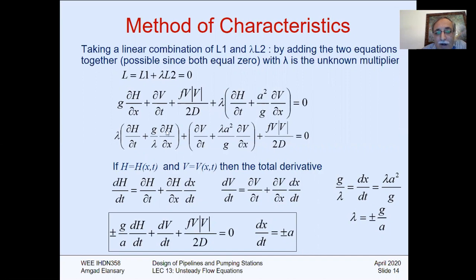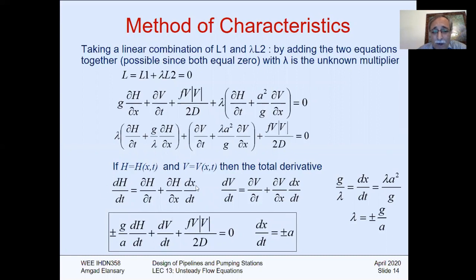So we look at those two terms, and we know in advance from mathematics that if h is a function of x and t, and v is a function of x and t, then the total derivative is dh by dt equals partial h by partial t plus partial h by partial x times dx by dt. Similarly, dv by dt equals partial v by partial t plus partial v by partial x times dx by dt. I guess we took that expression two years ago in your studies, okay?